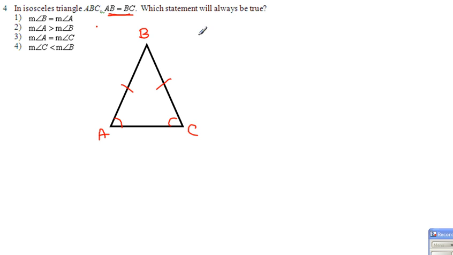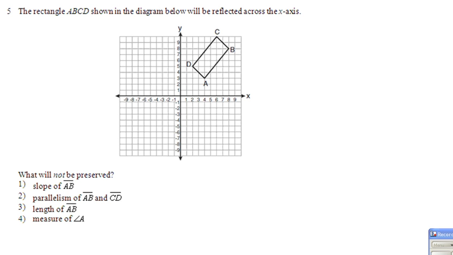Now, which statement will always be true? Angle A and angle C being congruent to each other, or their measures being equal to each other, that comes to be the first choice right here, choice number 3.